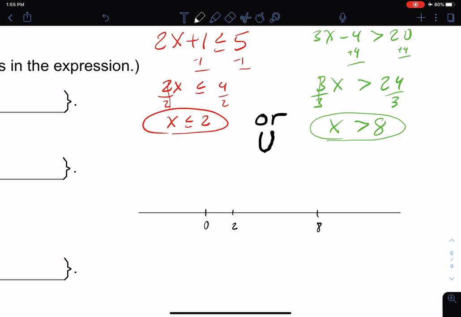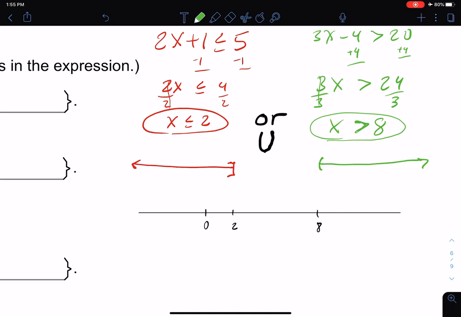Let's do the one in red first. Shade the x values that are less than 2. Less than 2 is to the left. It says less than or equal to, so we've got to include 2. And then the green says shade the x values that are greater than 8. Greater than 8 is to the right of 8, and it's not including it because it's not equal to it, so it's open.